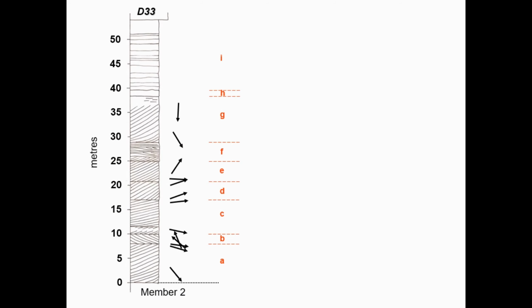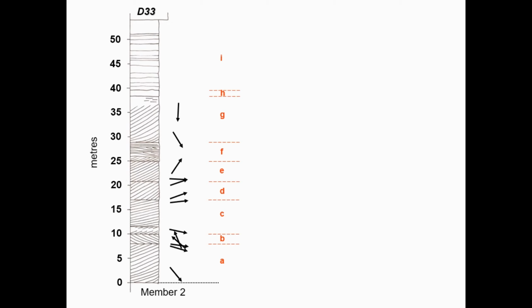This is showing them on the log, and you can see they're immensely thick. They're up to 7 or 8 meters thick. Paleocurrents are indicated by the arrows, and you can immediately see that the directions are variable, and they're actually bipolar in places. The flow seems to be going in opposite directions in adjacent beds.